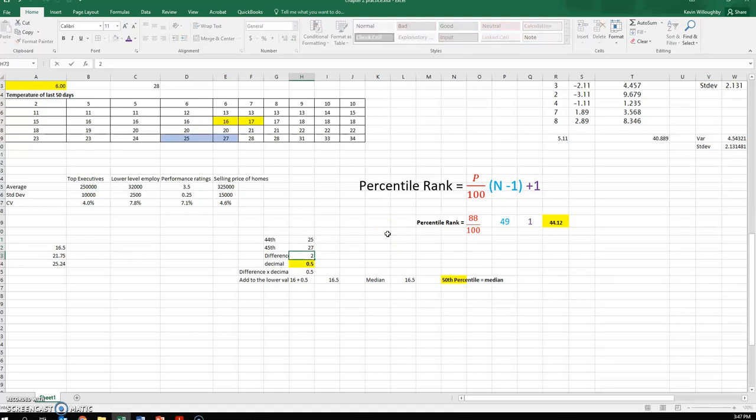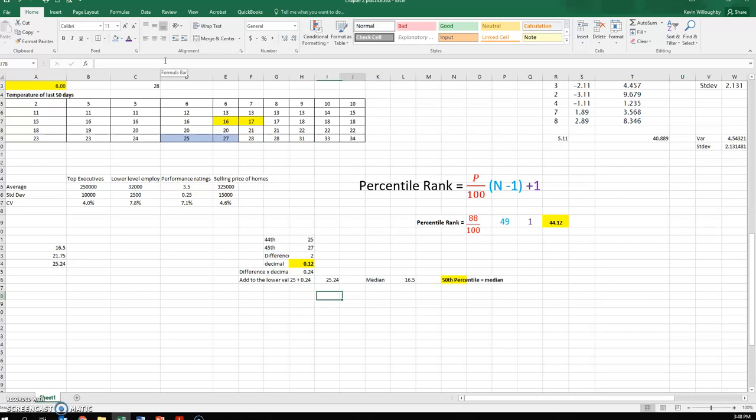The difference is 2, 27 minus 25. The decimal is 0.12. We multiply the difference by the decimal, so we get 0.24 as our product, and we add it to the lowest value. So 25 plus 0.24 gives us 25.24. So the 88th percentile is 25.24, which means that 88% of the temperatures were below that value and 12% of the temperatures were above that value, approximately, because we're working with a relatively small data set.